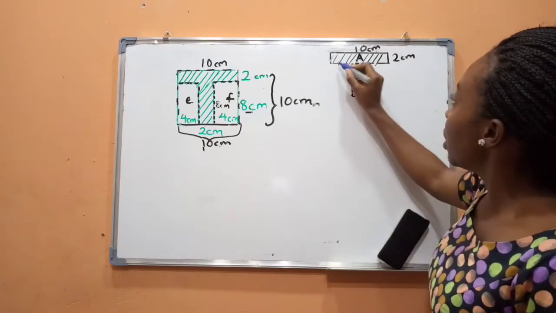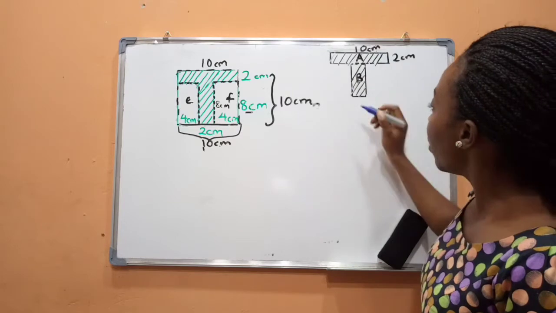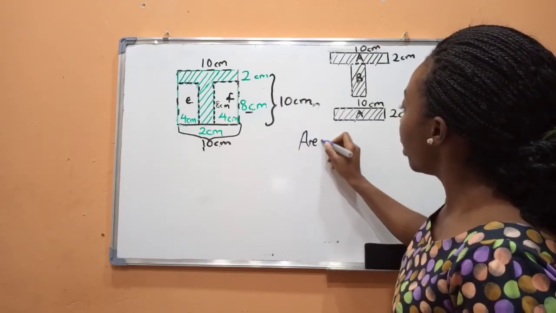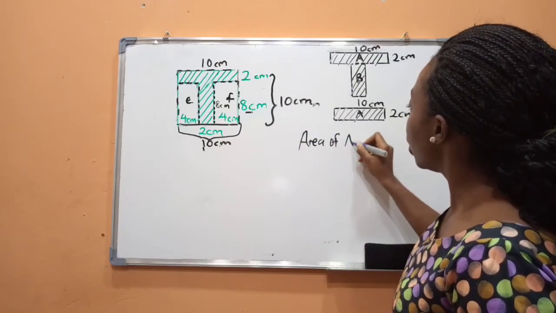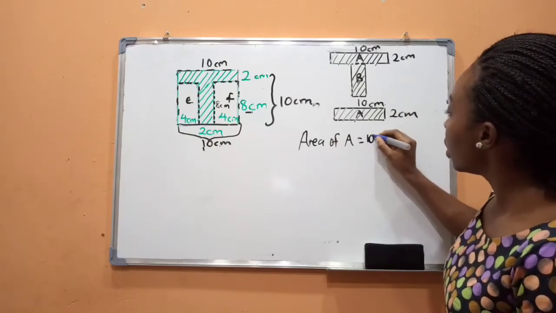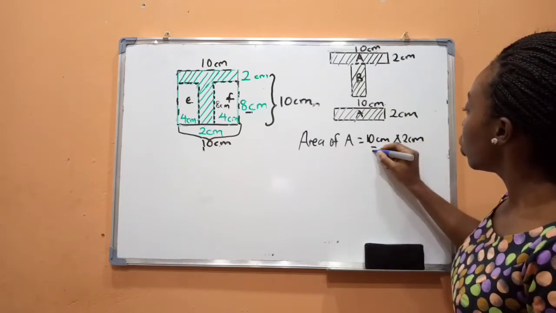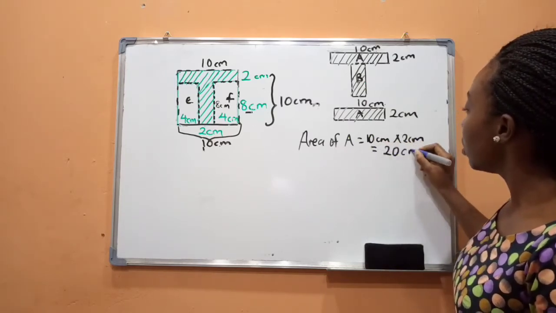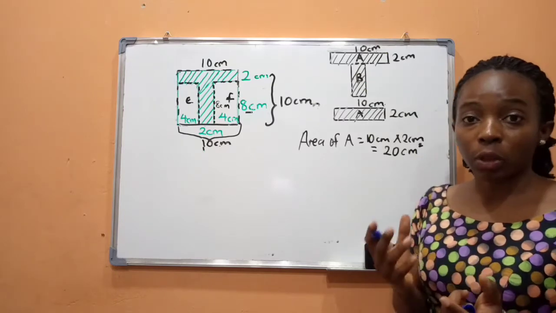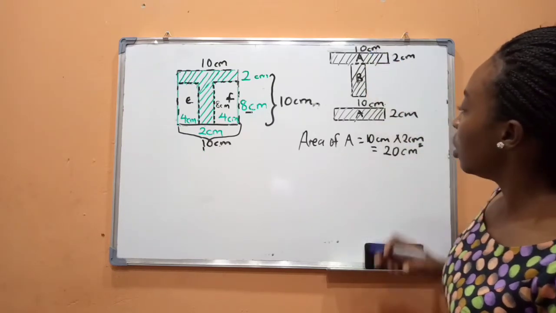Now, let's pick the A. If you want to solve for the A, you're going to have area of A is equals to 10 centimeter times 2 centimeters. So we're going to have 10 centimeter times 2 centimeter. It gives us 20 centimeters square. So that's what we are going to have. Then let's find that of B.